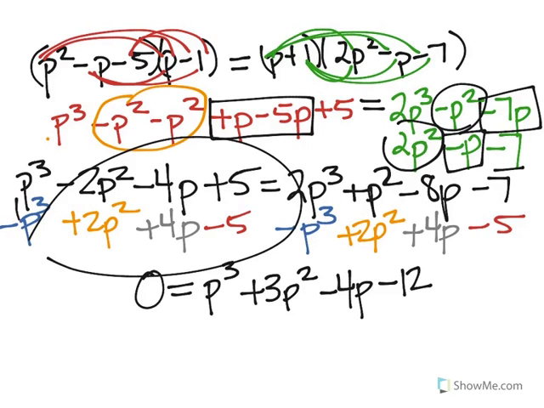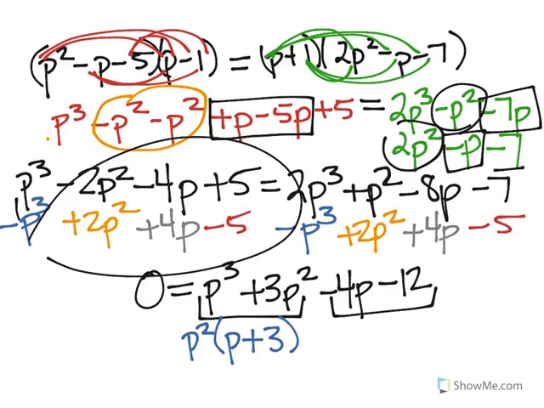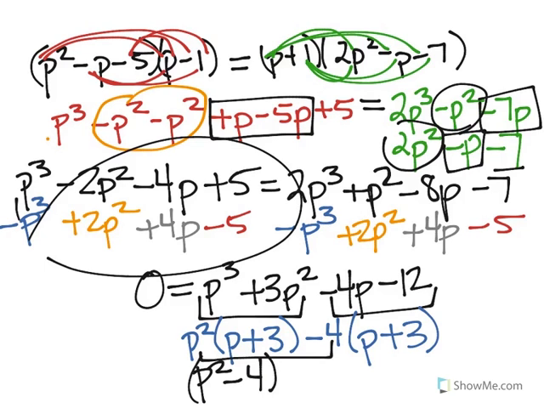All right, the next thing we're going to do is factor by grouping, okay? So you're going to see what you have in common in the first two terms and what you have in common in the second two. I see that I have a p squared in common. That leaves me with p plus 3. And in the second group, I have a negative 4 in common, so I'm going to factor out negative 4. And I'm left with p plus 3. So our two factors here are p squared minus 4 and p plus 3.